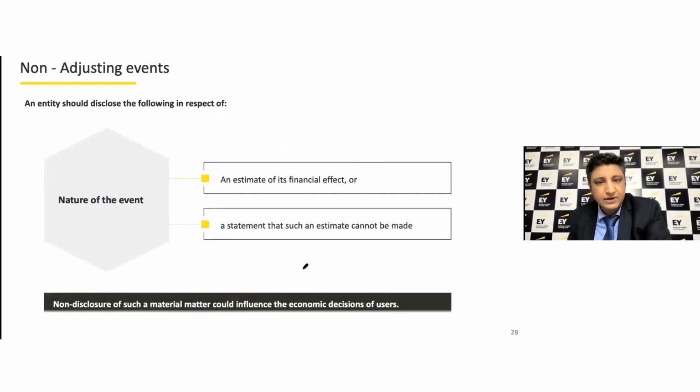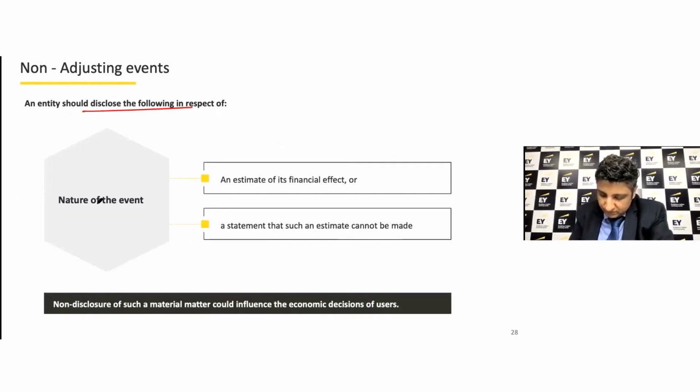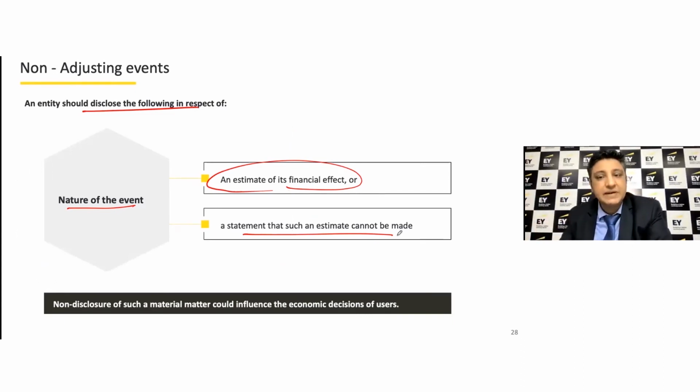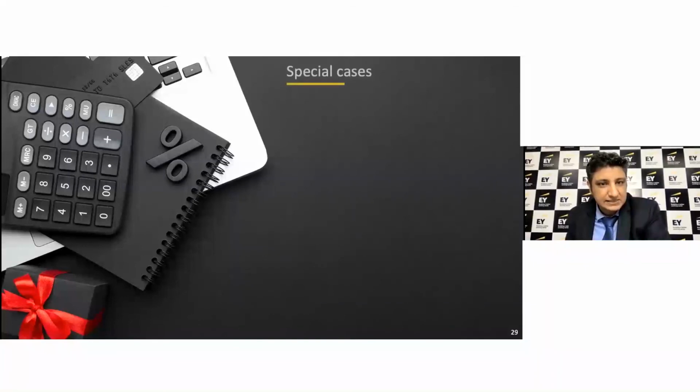As you said before, you would disclose the nature of the event and also an estimate of the financial effect. Or if you can't do that, then you give a statement that you cannot quantify the likely impact of such an event. Of course, it's important because if you don't disclose it, it is likely to influence the decision making of the users as well. That's the reason why the disclosure is critical in such cases.